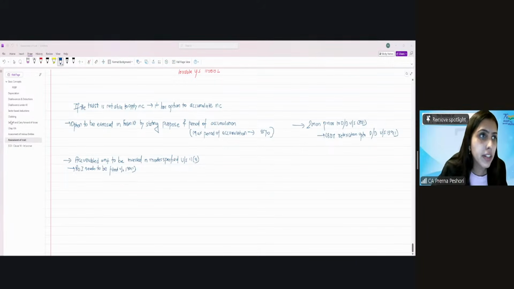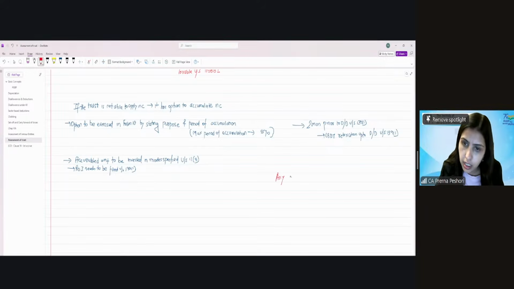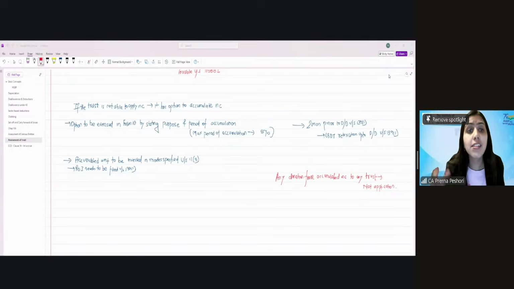So you can write it here again. Any donation from accumulated income to any trust is not application. Clear? Now, what if you fail to satisfy the conditions of the accumulation?